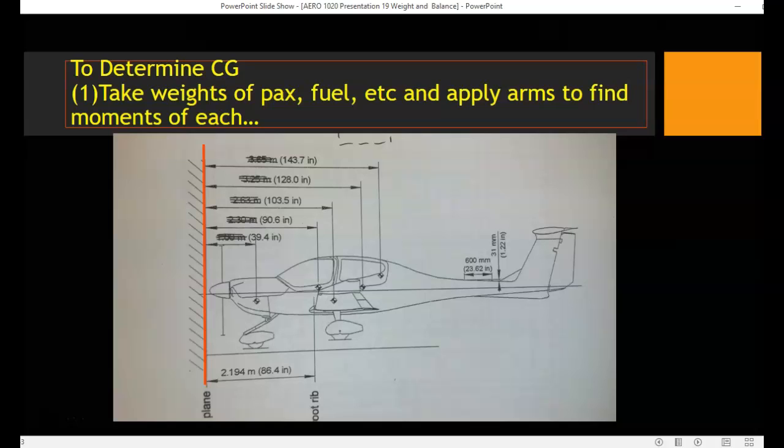The distance from the datum back to the pilot and the co-pilot is 90.6 inches. The distance from the datum back to the fuel is 103.5 inches. And the distance from the datum back to the rear seat is 128 inches.